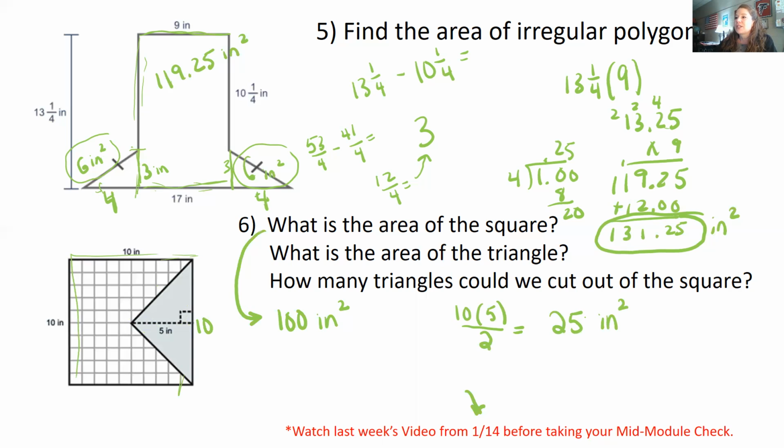And then the question is, how many triangles could we cut out of the square? So there's one, it's already marked for us. There's 2, this is number 2, this is number 3, and this is number 4. So the last question, the answer is 4, which makes sense because isn't 4 times 25 100, which is the area of the whole square? That totally makes sense.